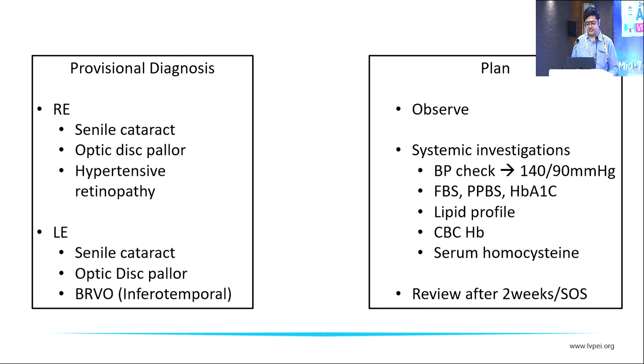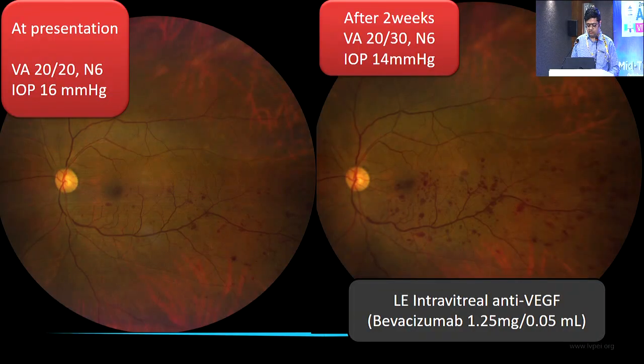The patient was requested for systemic evaluation and to review after 2 weeks, and was explained that in case of a drop in vision, she would require anti-VEGF injections. On 2-week follow-up, we can see that the visual acuity had dropped from 20/20 to 20/30 parts. The number of blot and dot hemorrhages have increased from the last time. As discussed with the patient prior, she was advised to undergo intravitreal anti-VEGF injections.